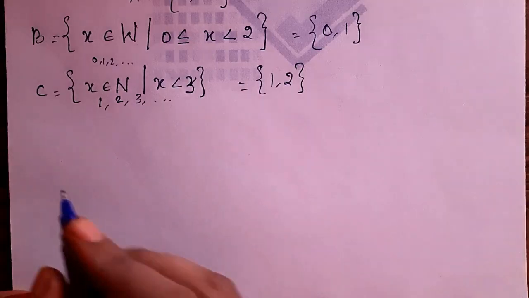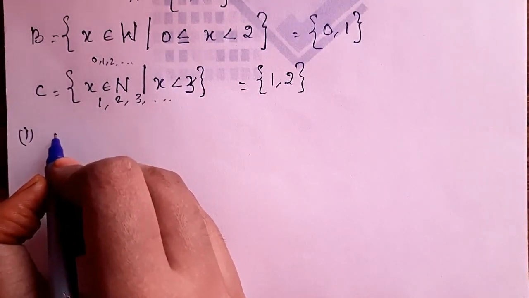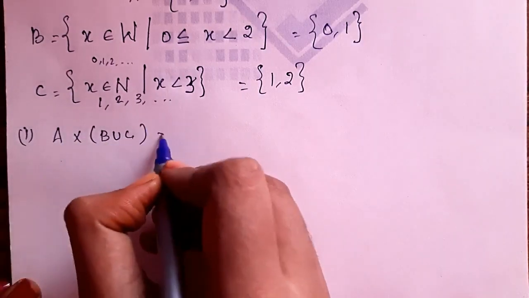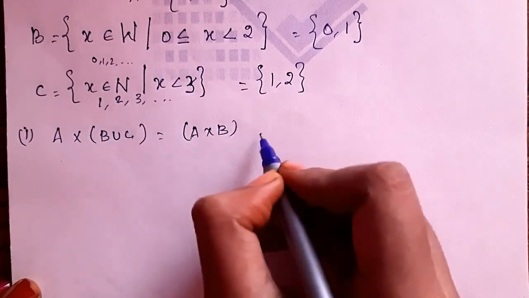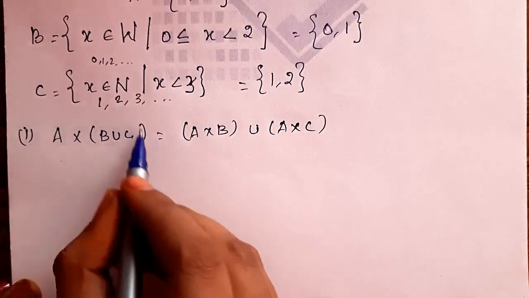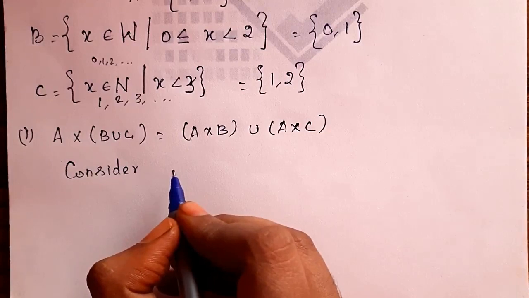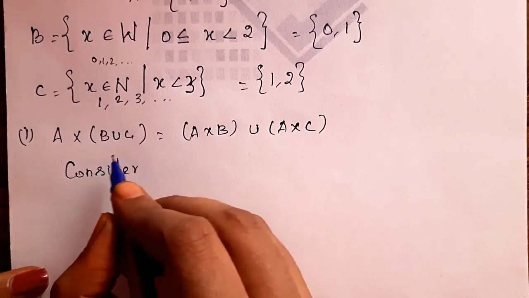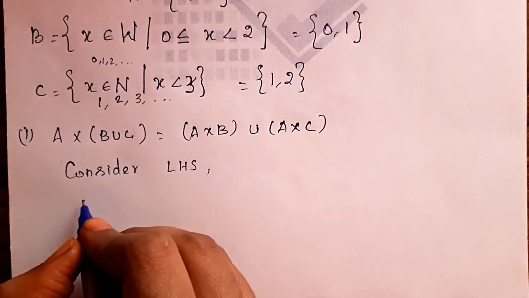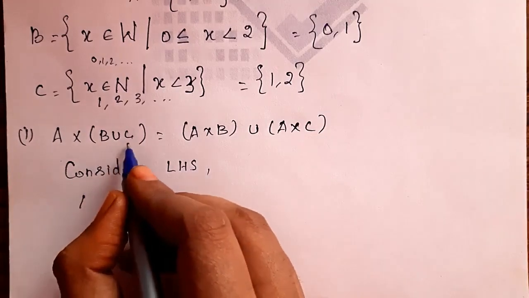Now we can start part 1. We have to prove A cross (B union C) is equal to (A cross B) union (A cross C). This we have to prove. First we can consider the LHS, that means A cross (B union C).